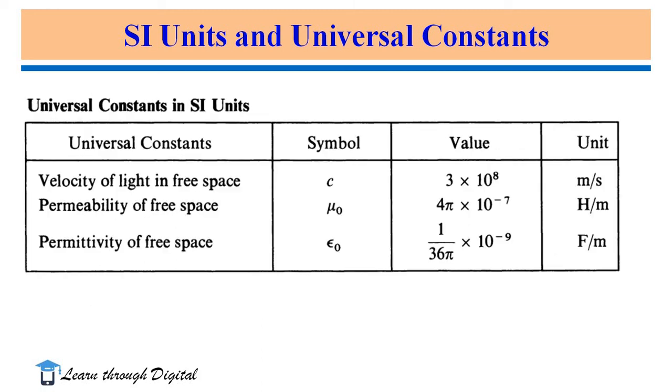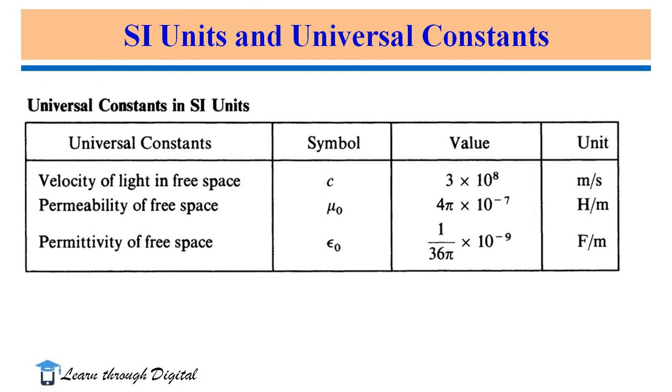In our electromagnetic model, there are 3 universal constants in addition to the field quantities which are listed in this table. These universal constants are velocity of light in free space. It is represented as C symbol. Value for velocity of light in free space is 3 × 10 power 8 meter per second. Another constant is permeability of free space, represented as mu naught. Value for mu naught is 4 pi × 10 power minus 7 Henry per meter.